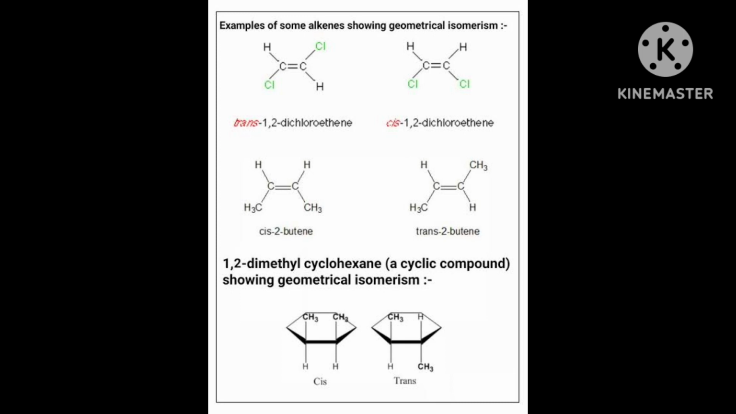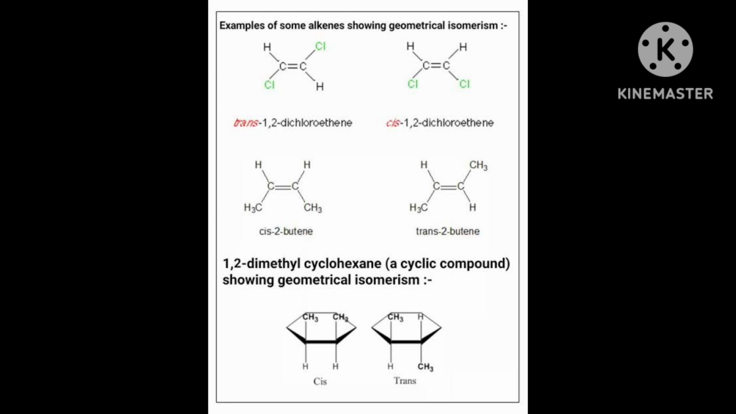Then this type of isomers are called stereoisomers. This special type of isomerism is called stereoisomerism, and it can be classified as geometrical and optical isomerism. Geometrical isomerism and optical isomerism.